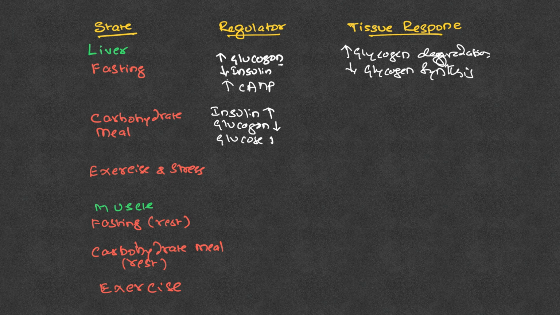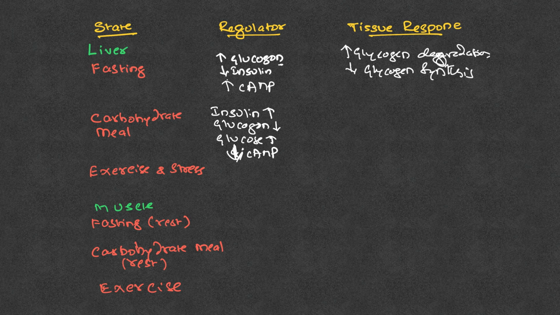What will happen to the tissue cyclic AMP level? Because glucagon is decreased, there will be a decrease in cyclic AMP. So cyclic AMP levels will be decreased. This is what happens under the fed condition, that is, after a carbohydrate meal: increase in insulin, increase in glucose, decrease in glucagon, decrease in cyclic AMP.